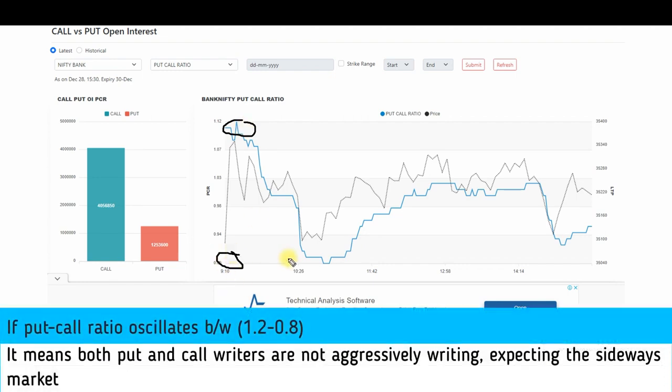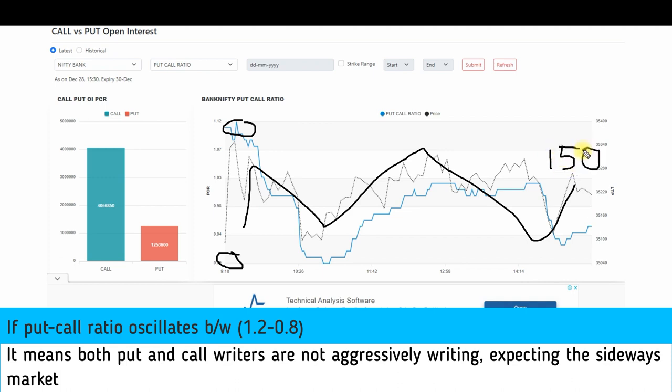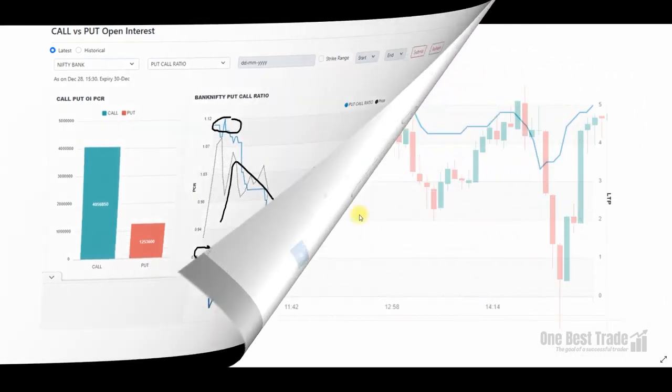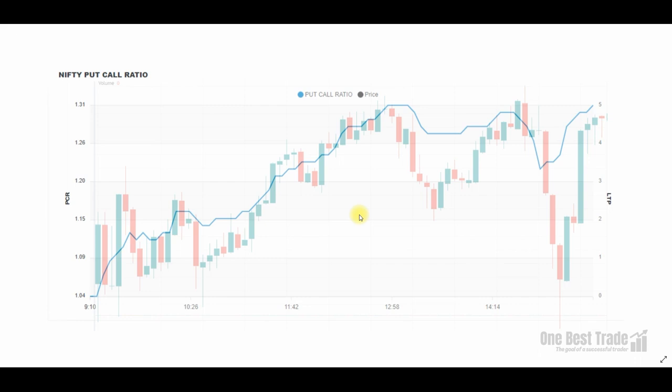And look at the price chart of Bank Nifty. The Bank Nifty is trading within a very tight range of 150 points. Friends, that is the power of the put call ratio indicator. So you can identify whether that particular day is going to be a range bound day, whether it's uptrending day or a downtrending day. Now let's get into the next important example, how to identify intraday reversals using PCR indicator.